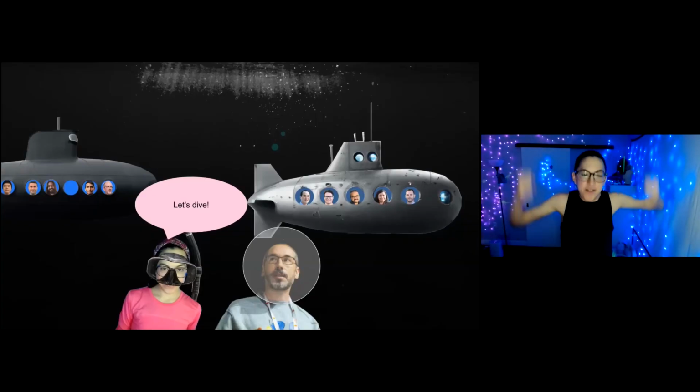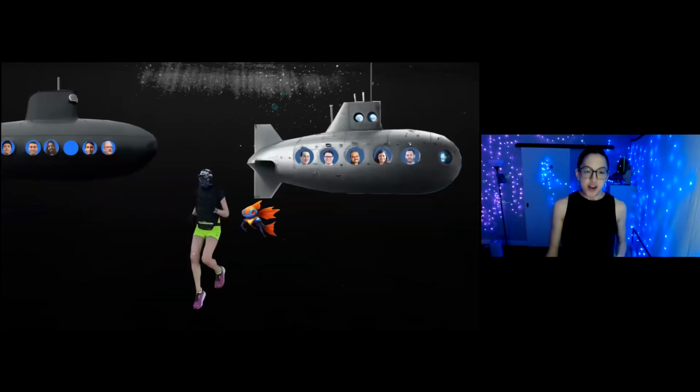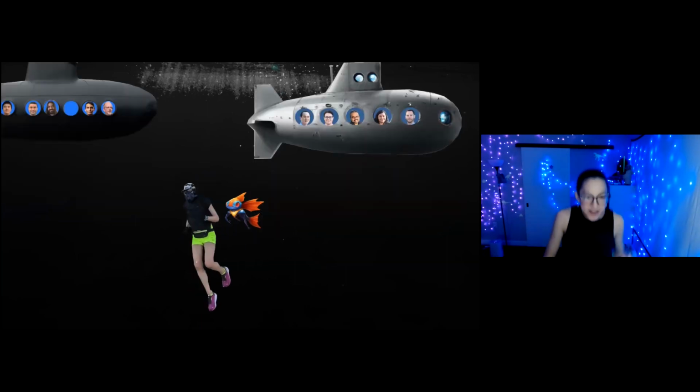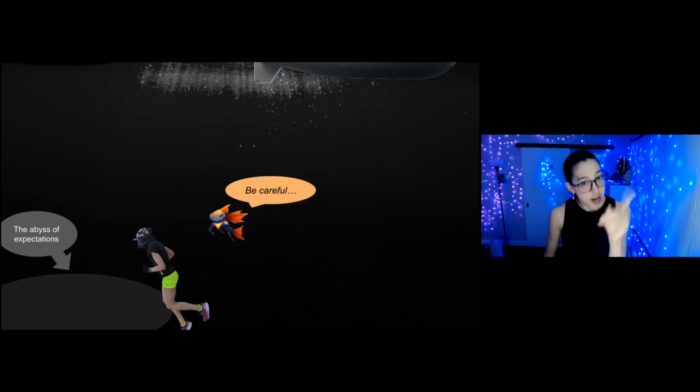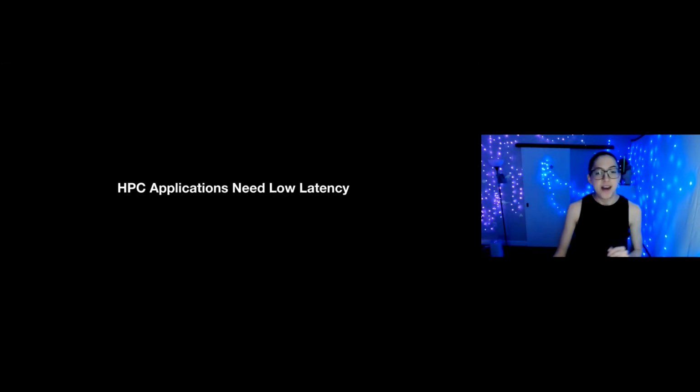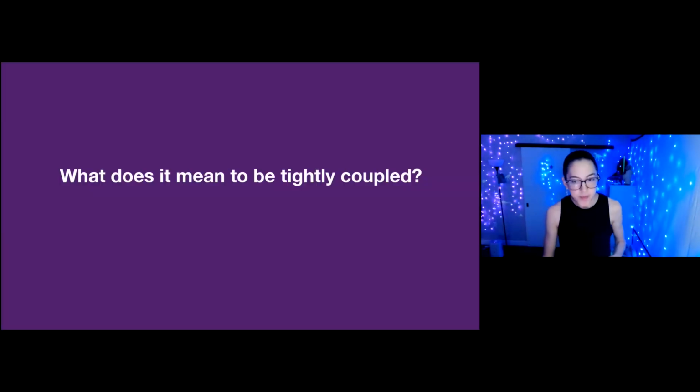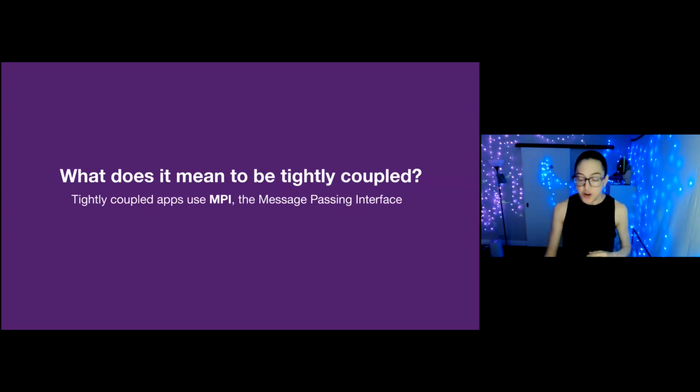So we needed to dive deeper. First, change of wardrobe, and we again went down, down, down, down, going into the abyss of expectations, which is a very dangerous place to be, might I add. My first expectation was that HPC applications need low latency. We always have these beautiful InfiniBand fabrics. Why would they not need it? So let's go back to this idea of tight coupling. What does that mean? I want to talk more about MPI, the message passing interface.